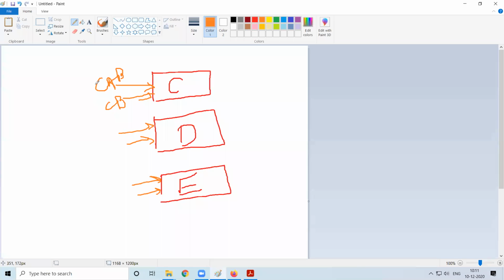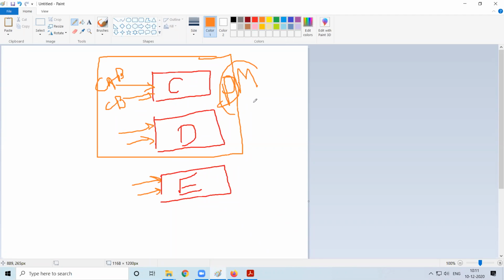Here, C and D are data memories. These data memories are basically used to fetch the operands from these locations.